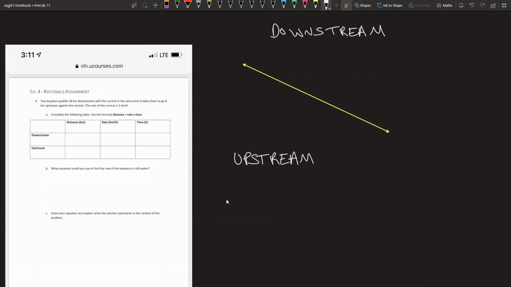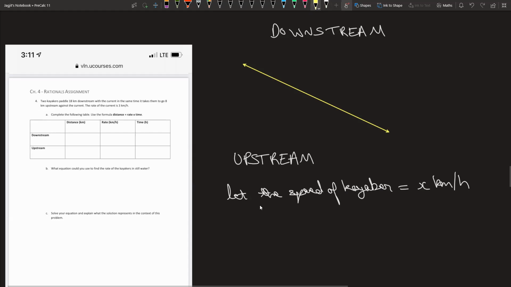So what we're going to say is, let the speed of the kayaker be X kilometers per hour. They gave you the speed of the current, which means the speed of the river. They told you that the speed of the current is 3 kilometers per hour.